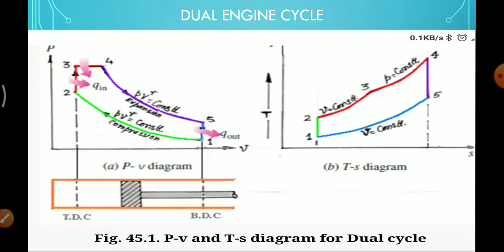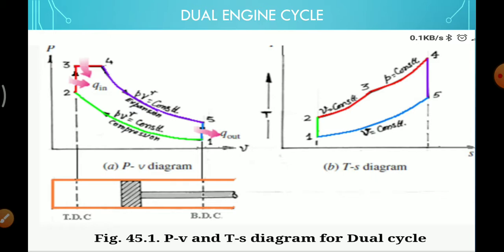In this cycle, the heat is supplied in two different processes, one at constant volume and the other at constant pressure, and heat is rejected at constant volume. This cycle consists of 5 different processes: 2 isentropic processes, 2 constant volume processes, and 1 constant pressure process. Let me explain them one by one.